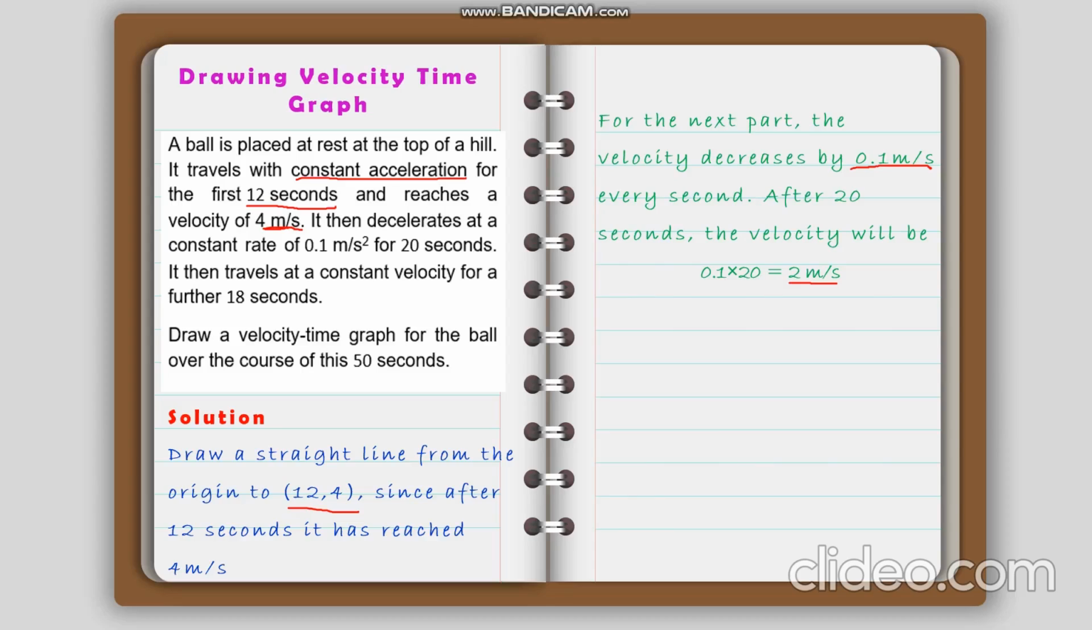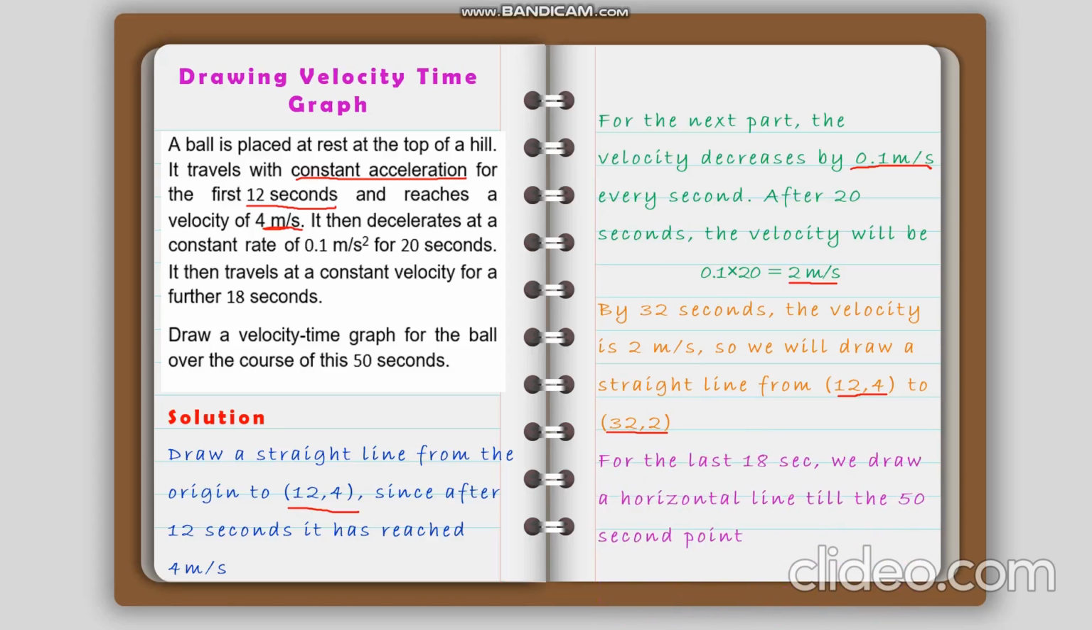Again, on a velocity time graph, a constant deceleration is a straight line, but this time the straight line is going to have a negative gradient. So the line that we are going to draw will start from the point coordinate 12, 4 to the point coordinate 32, 2.